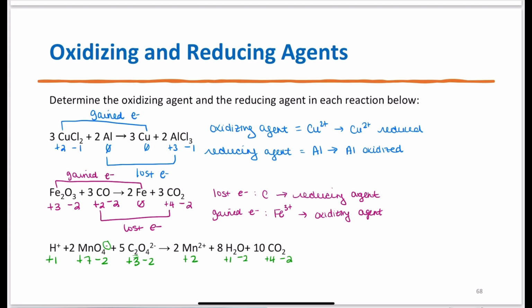Now I see what changes here. The hydrogen went from +1 to +1, so that didn't change at all. That's nice. The manganese went from +7 to +2. So something definitely happened there. That gained electrons. My oxygens all stayed at -2, and my carbon went from +3 to +4. That lost electrons. Carbon. I keep saying copper. I mean carbon. I apologize. I do know my elements. For whatever reason, I just use copper more often, and so I tend to say that one more often. Lost electrons was carbon, so that is my reducing agent.